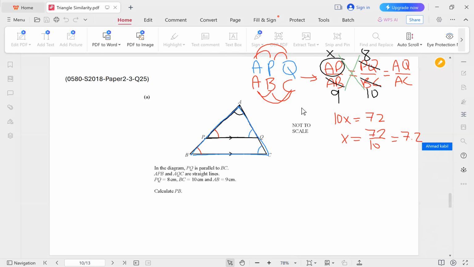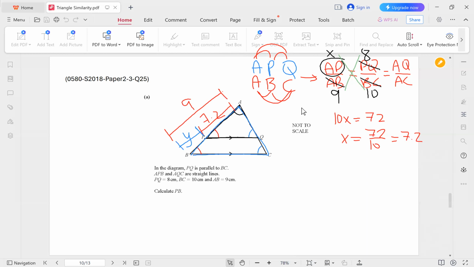Now, what is x? X is AP. So x is the distance from here to there. So this distance is 7.2. And we already know that AB as a whole is equal to 9. So the whole segment here is equal to 9. And we are required to find the remaining part. Let's call this y, for example.